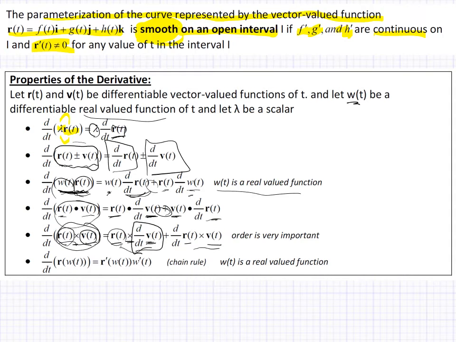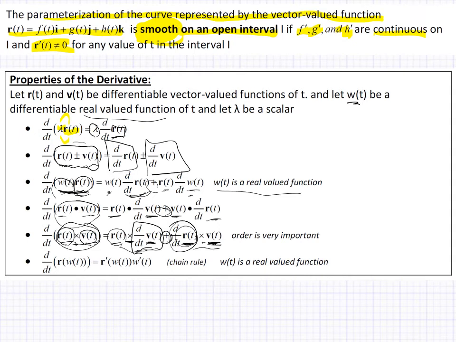So v is in the second register still, but I'm taking the derivative of v. And then here, I'm going to take the derivative of r and not v, but r still stays in the first register. Even though it's the derivative of r, it still stays in the first register. And then v is in the second piece of that cross product. And we're adding them together.